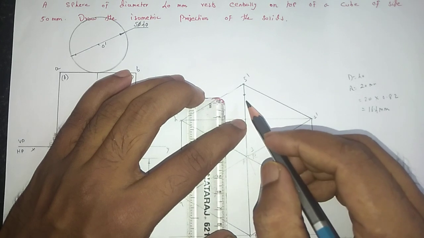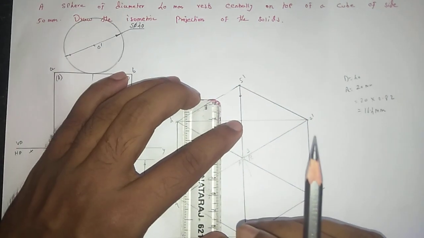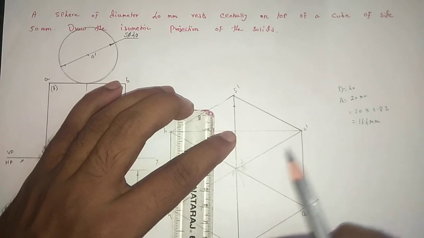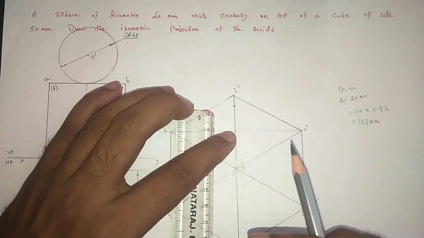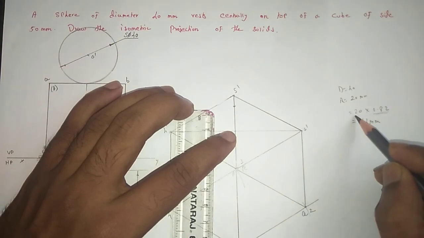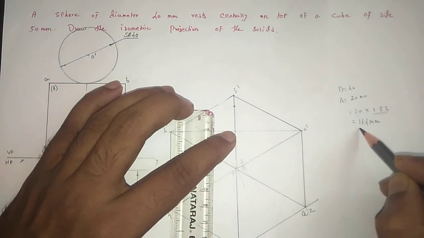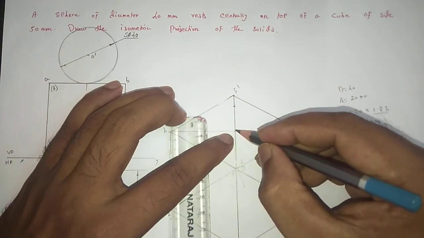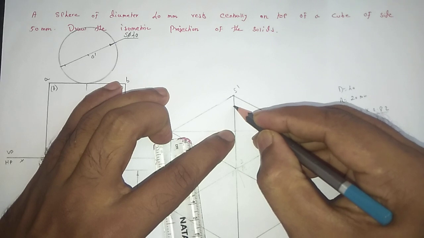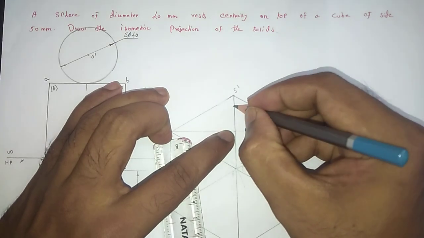The value is 16.4. Since isometric projection is given, we need to change to the isometric scale. So to change to the isometric scale, we need to multiply by the value 0.82. So the radius 20 mm, if you multiply 20 by 0.82, you get 16.4. From the diagonal center, we mark the height 16.4 value. So now this is the center of the sphere.